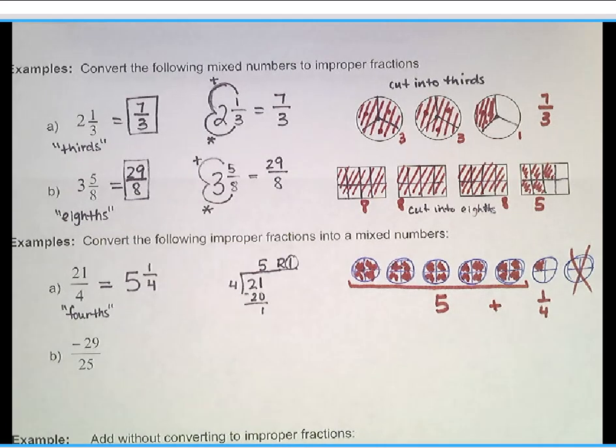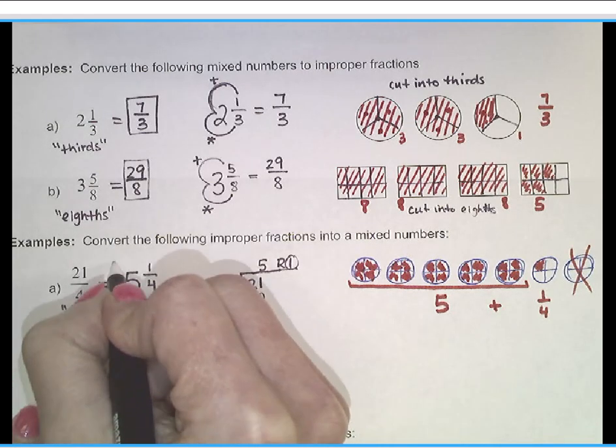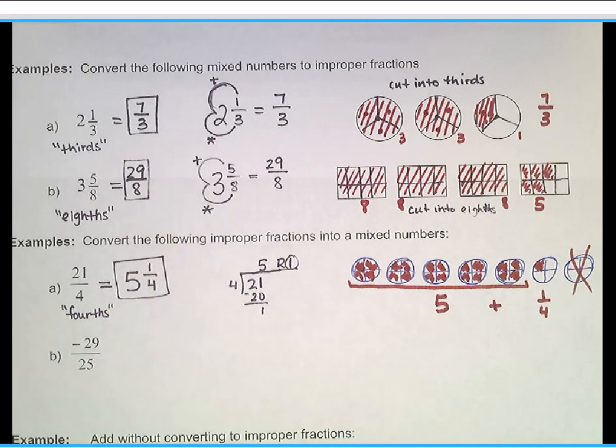plus a fourth. I think you can really see it, and with kids, if you're teaching this to kids, I think it's important that you do the pictures along with the process. So 5 and 1/4, it's just division is all you have to use.